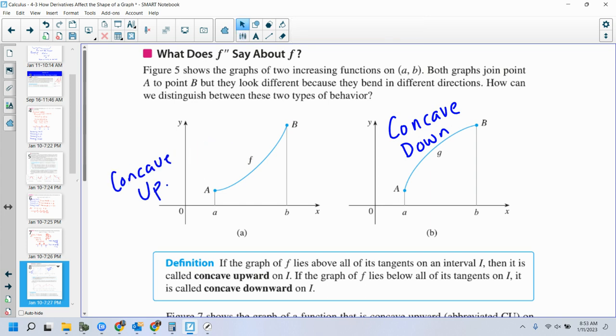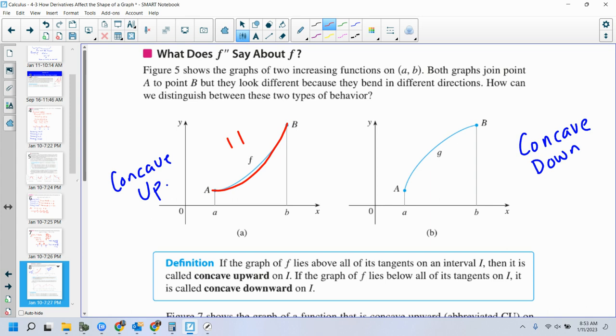The best way that I think about this is if it turns into a smiley face, then it's concave upward. If it turns into a frowny face, then it's concave downward. Make sense? That's the way I remember it. Because how else do you describe it? It's going to bend like that. Okay, happy face, concave up. Frowny face, concave down. Okay?